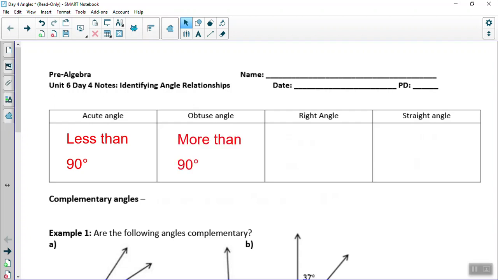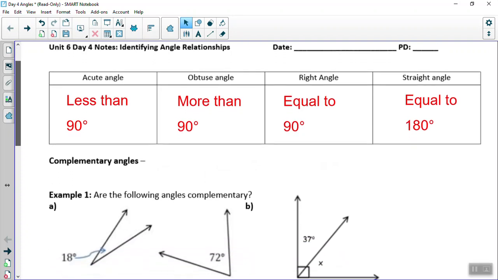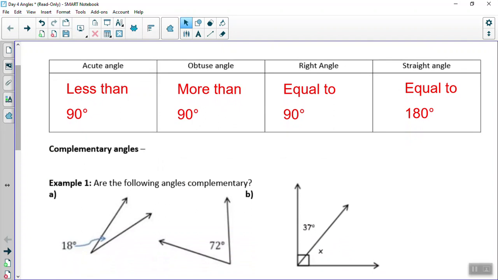An obtuse angle is one that is more than 90 degrees. A right angle, which we've already worked with a lot this year, is equal to 90 degrees. And a straight angle is always equal to 180 degrees. So now we're going to talk about some different angle relationships. Complementary angles are any two angles that add up to 90 degrees.